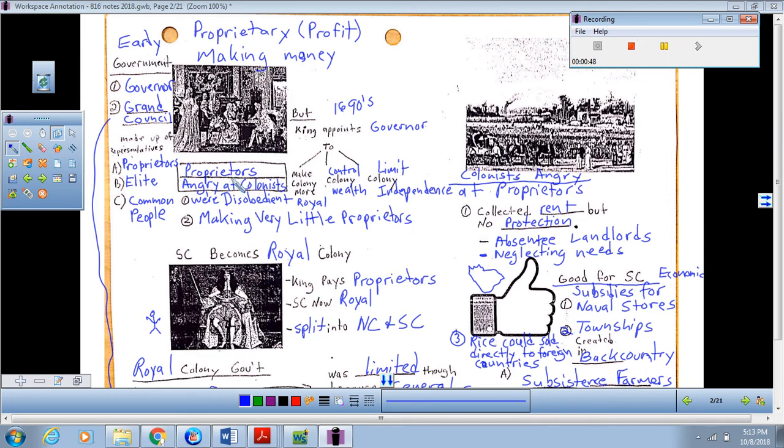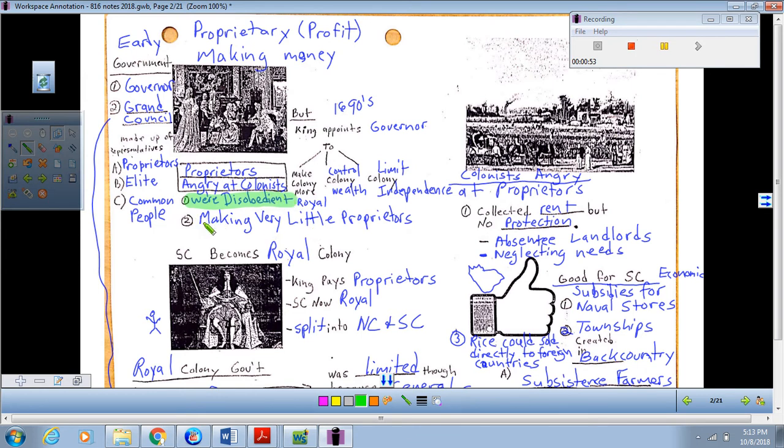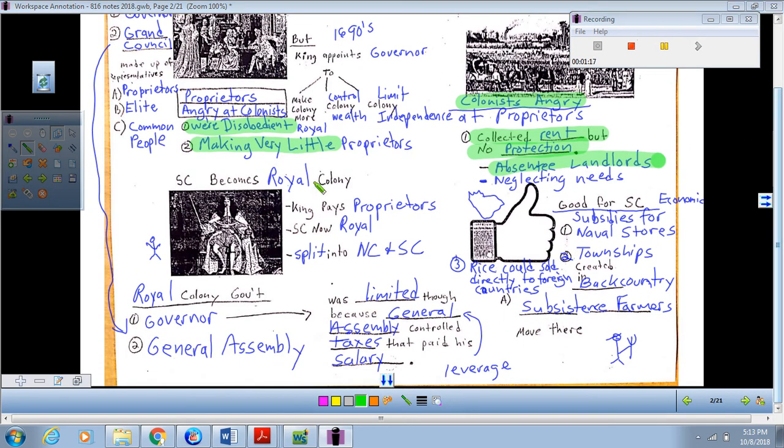The proprietors were angry at the colonists because they felt they were being disobedient and that they were making very little profits. Now, the colonists were angry at the proprietors because they felt they were absentee landlords collecting rent but offering no protection. In the end, the king is tired of hearing about this and decides that it would be just best for everybody if he pays off the proprietors and South Carolina becomes royal.